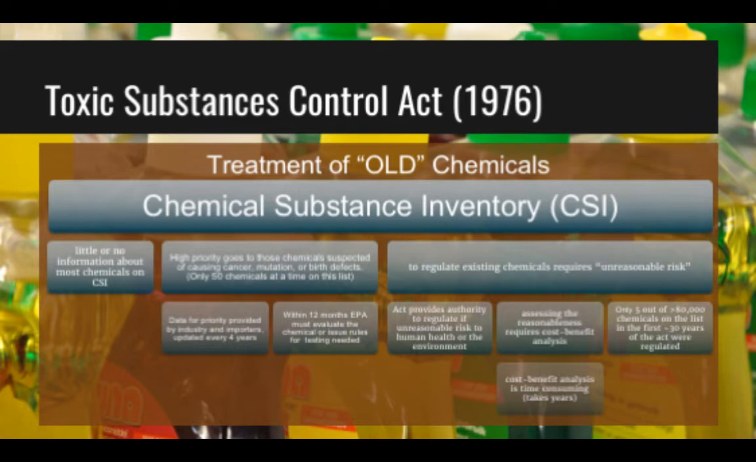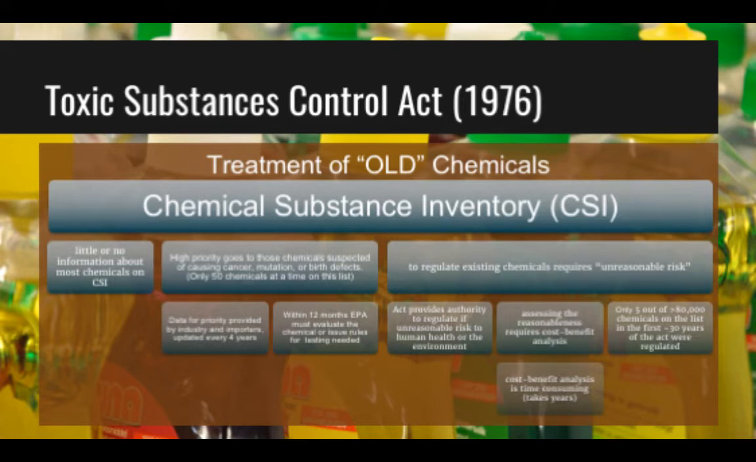In a study released by the U.S. National Research Council over 10 years after passage of the Act, there were over 18,000 chemicals on the inventory and no information on the toxic effects of 79% of them. And between 1976 and 2009, the EPA had issued regulations to control only 5 existing chemicals. To regulate existing chemicals, the EPA must demonstrate that they pose an unreasonable risk, which the EPA believes requires a cost-benefit analysis that can take years to complete.